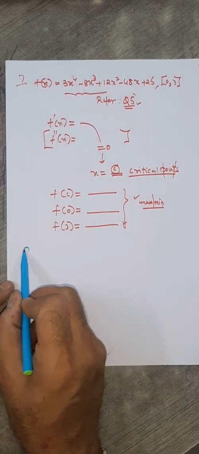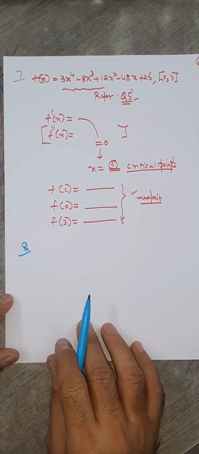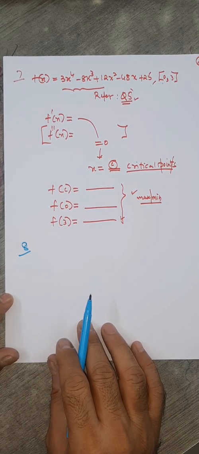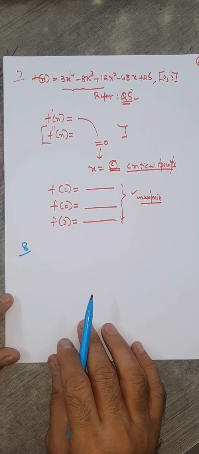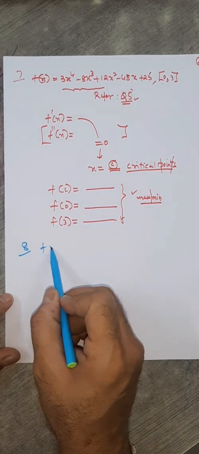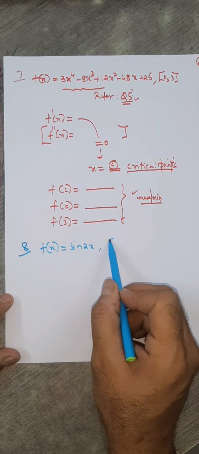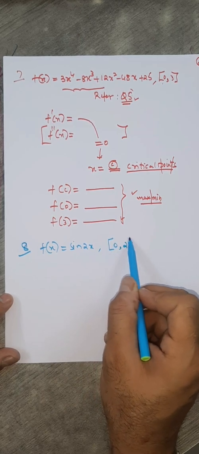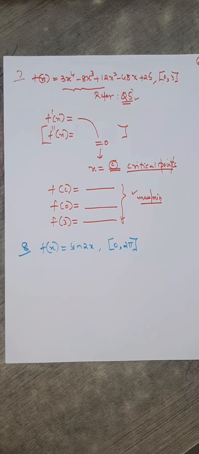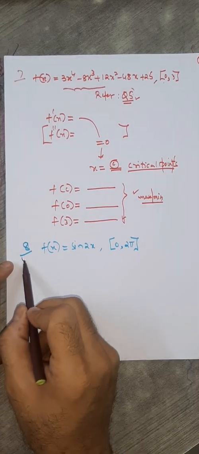Okay, 8th question, question number 8. What about 8th question? At what points on the interval 0 to 2 pi does the function, okay, you have fx equals to sine 2x. What's the domain of the function? 0 to 2 pi, closed interval. What is the question here? Question is, get the points where the function attains its highest value on this closed interval 0 to 2 pi. That is the question, right? Okay, so let's see that. Okay, this is also a nice question.